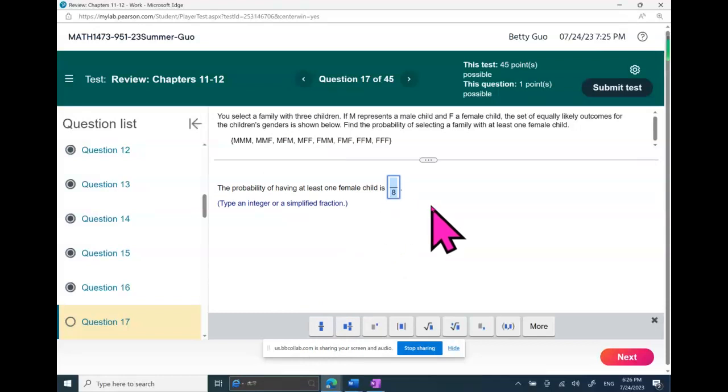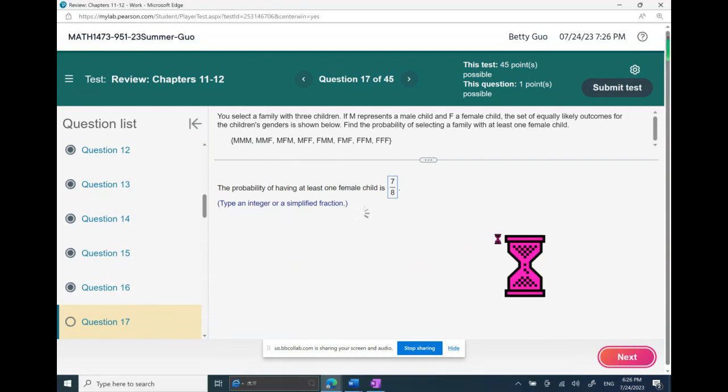Among the 8 outcomes, how many of them favor the event, at least 1 female? When you look at all those outcomes, only the first one has no female, MMM, all males. All other 7 outcomes have at least 1 female. So the probability is 7 over 8.